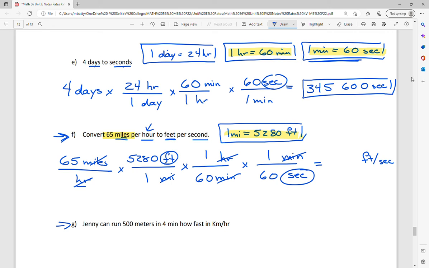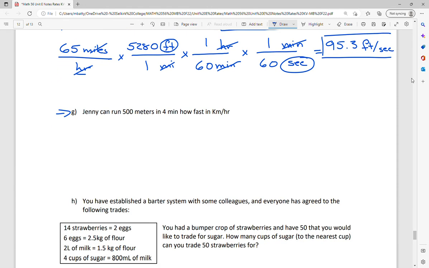This whole page, I'm saying just round to 1 decimal place, a rather arbitrary piece of instructions. I get 95.3 feet per second. We have one more that's kind of like this.